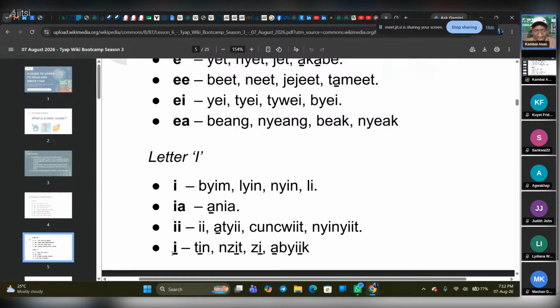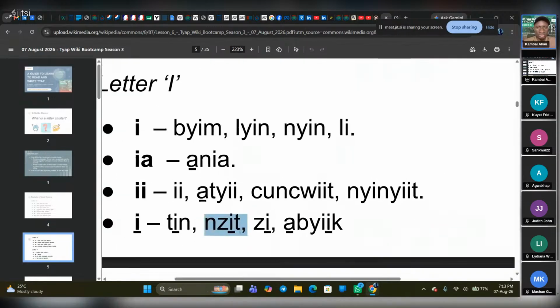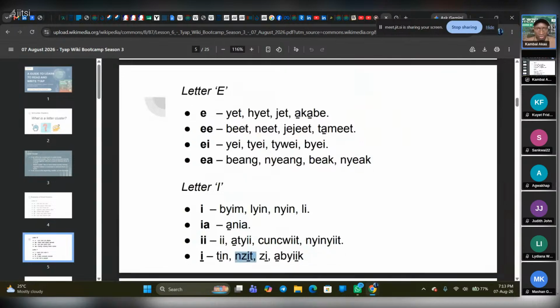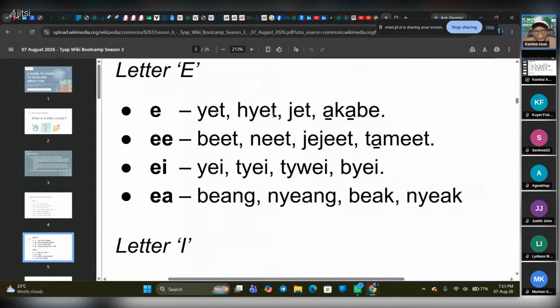But if we are saying Z or Z, we don't usually write double I underscore. We just write it as normal as we would write this kind of Z short form. So if you're interested in knowing how to call the words, maybe I'll call them to the best of my ability. So we have the examples such as yet, jet, and then we have akabe, and then we have bait, we have net, we have temid, and then we have yay, we have tay, we have tway, we have biay, then we have bang, we have nyang, we have back, and then we have nyak.